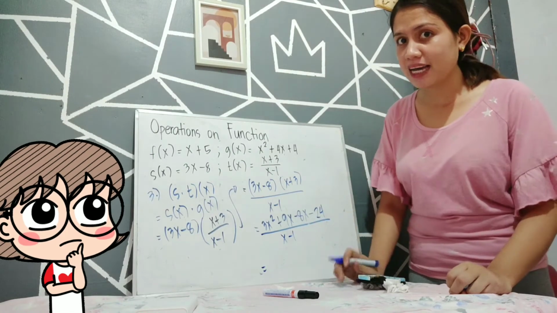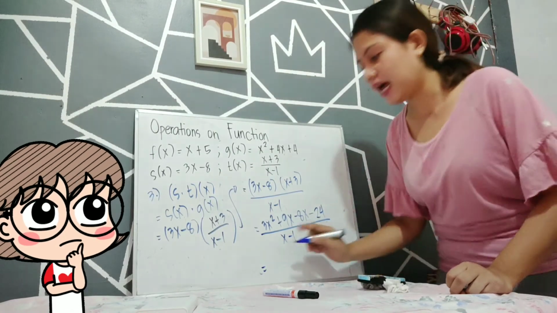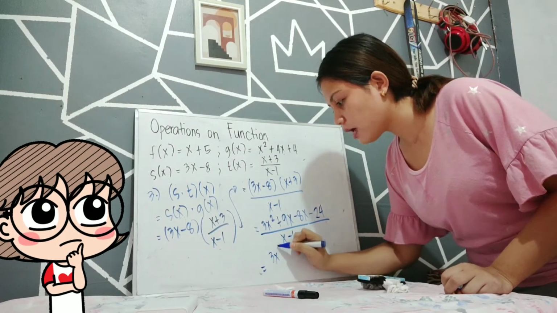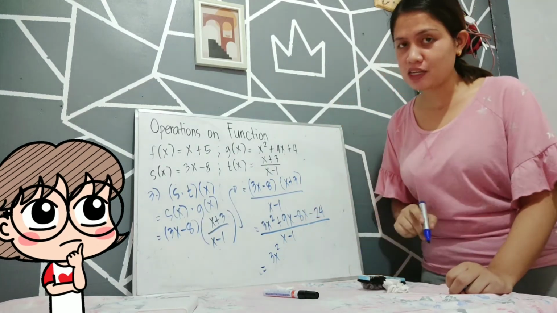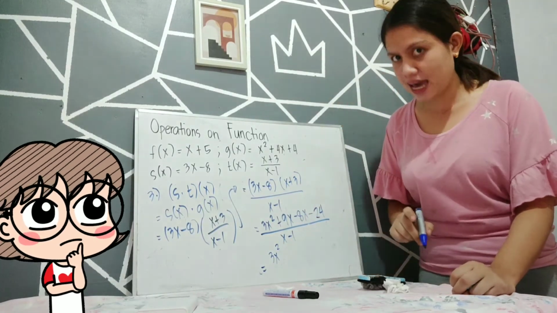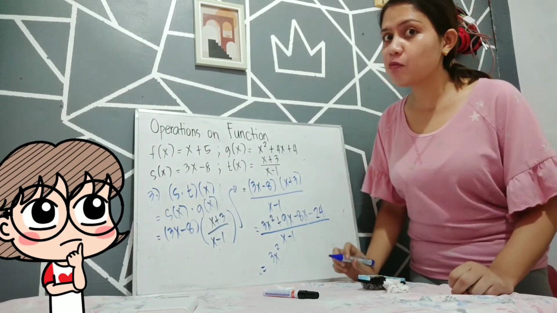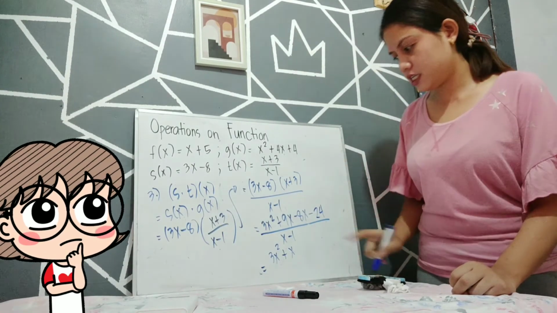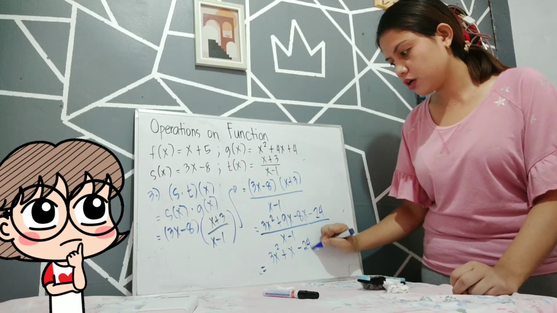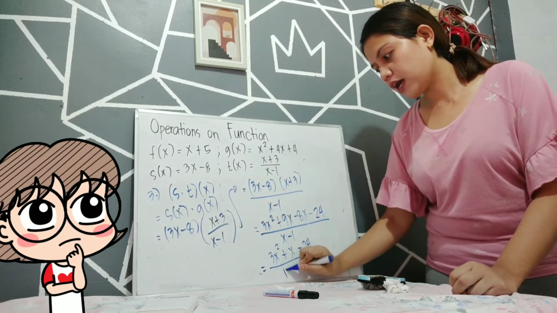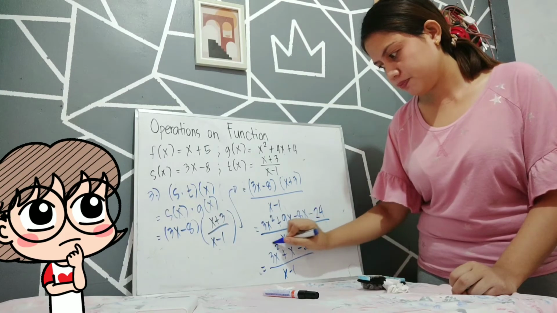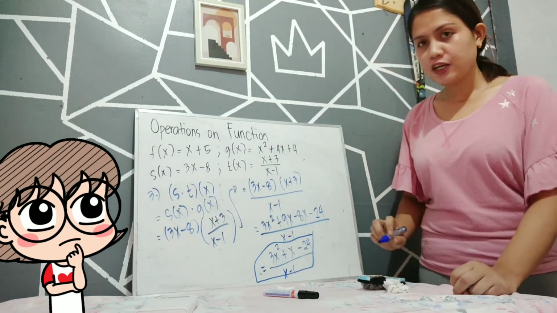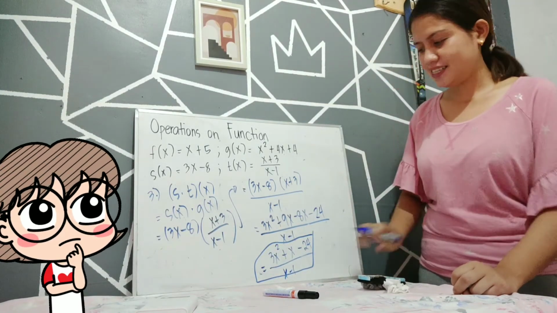Can we combine the 3x squared? No. So you will just copy it. 9x minus 8x is 1x. Or, you can omit the 1, and then you can just write x minus 24 over x minus 1. Do you have any questions?